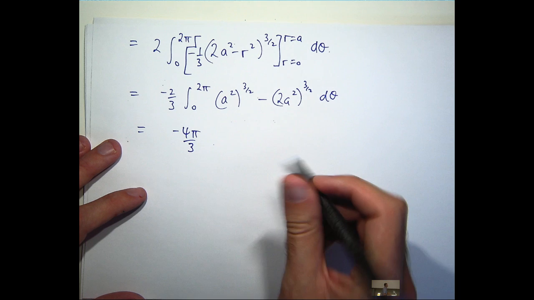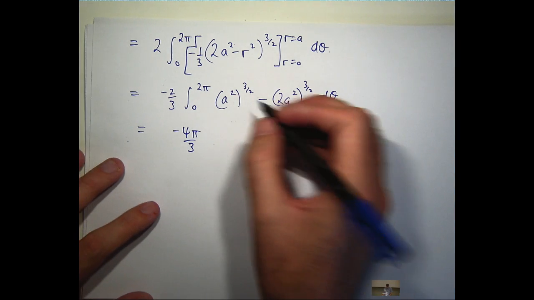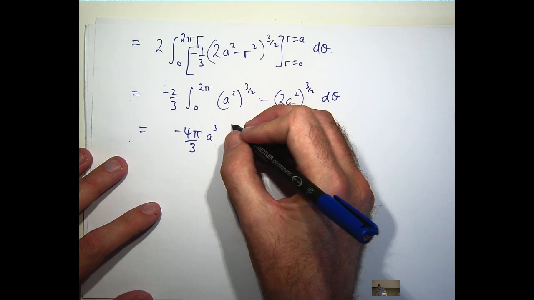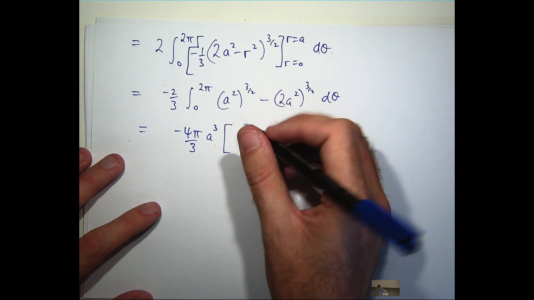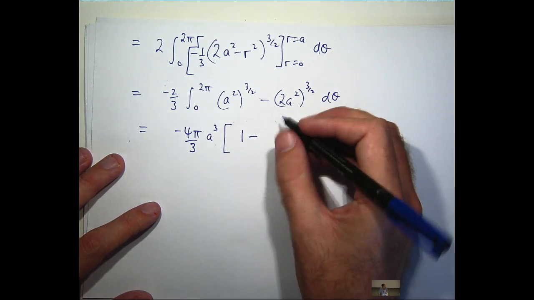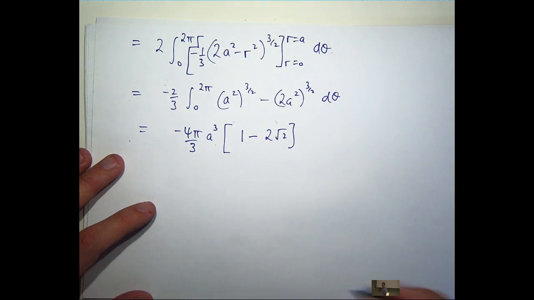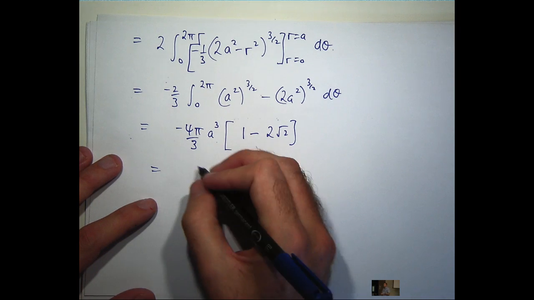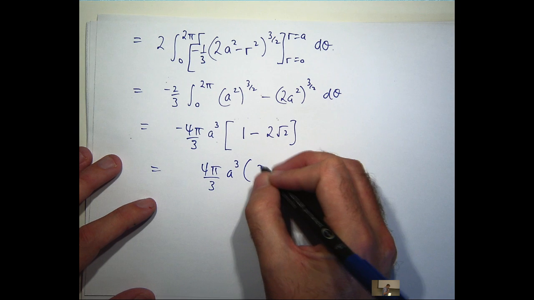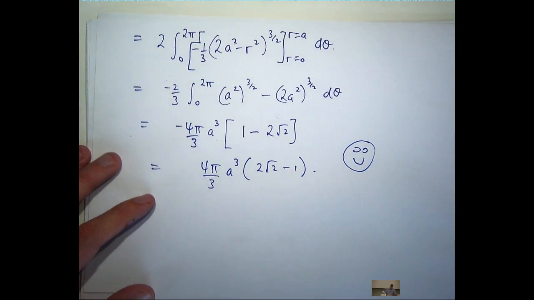I've got a common factor of a cubed, so I can take that out the front, and I'm going to get something like 1 minus 2 root 2. Okay, and if you want to distribute the minus sign, then it's just this.